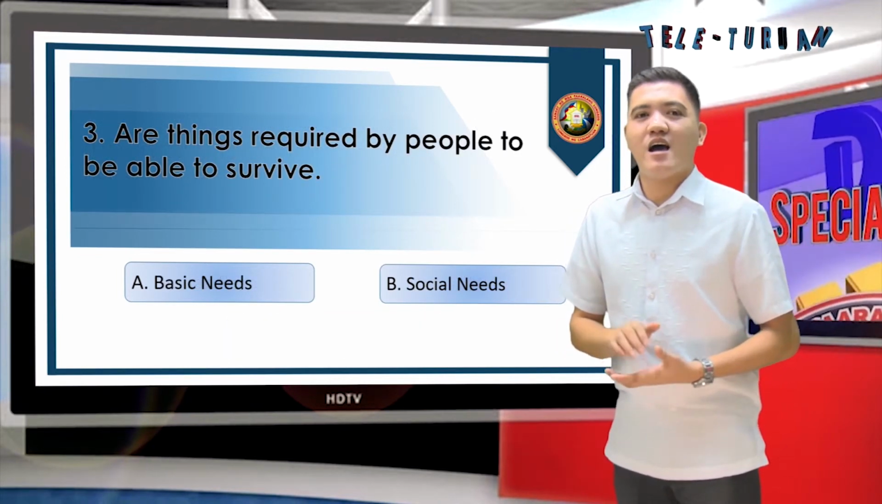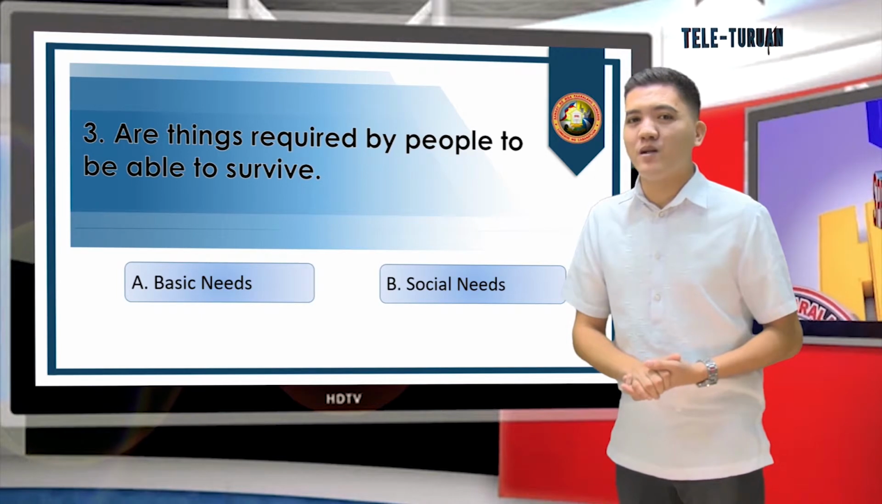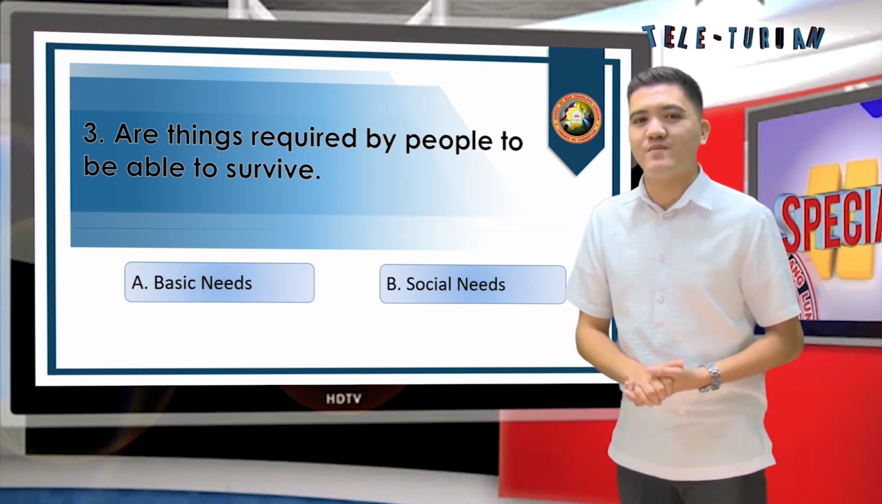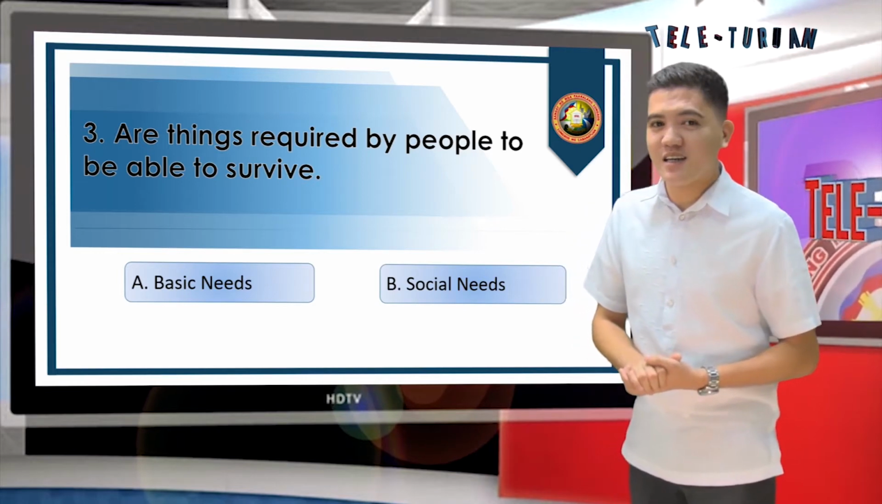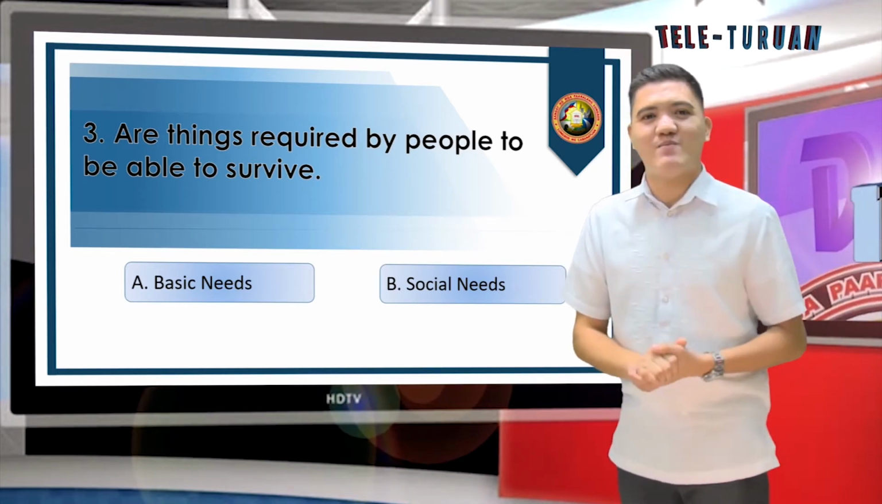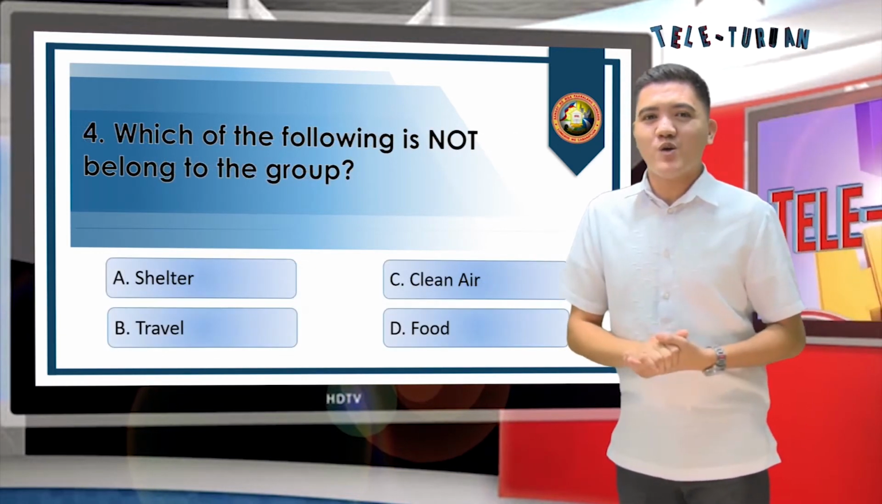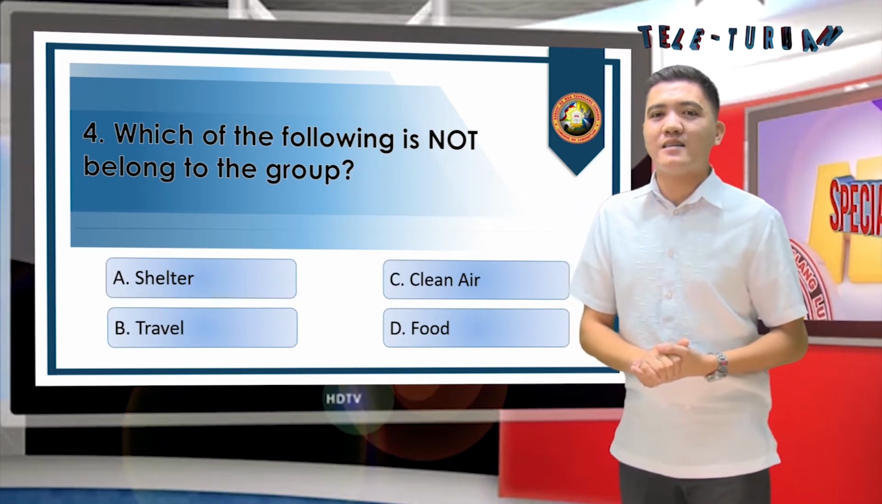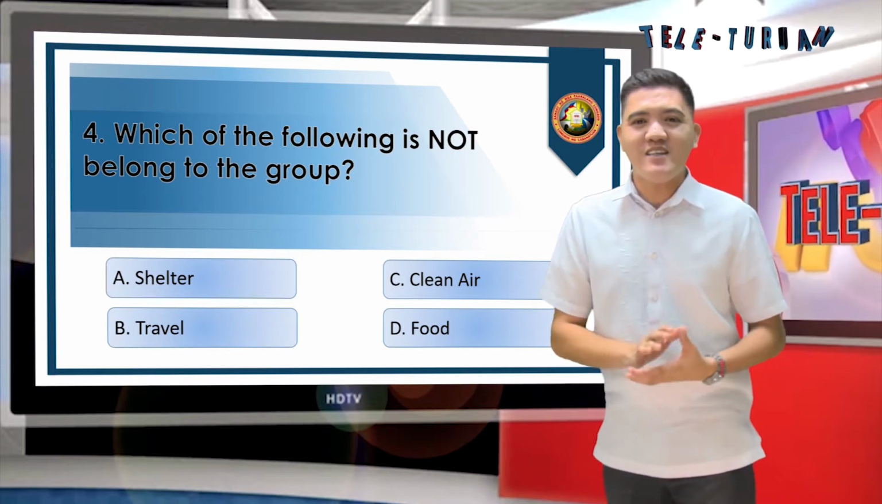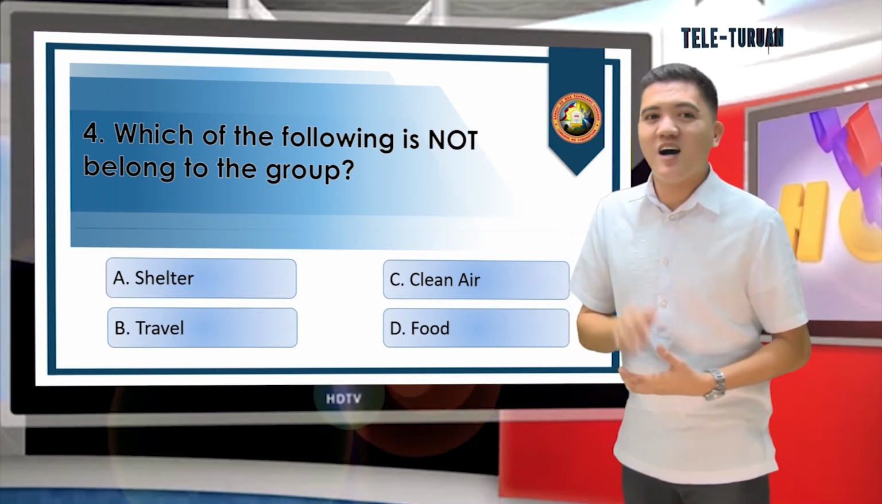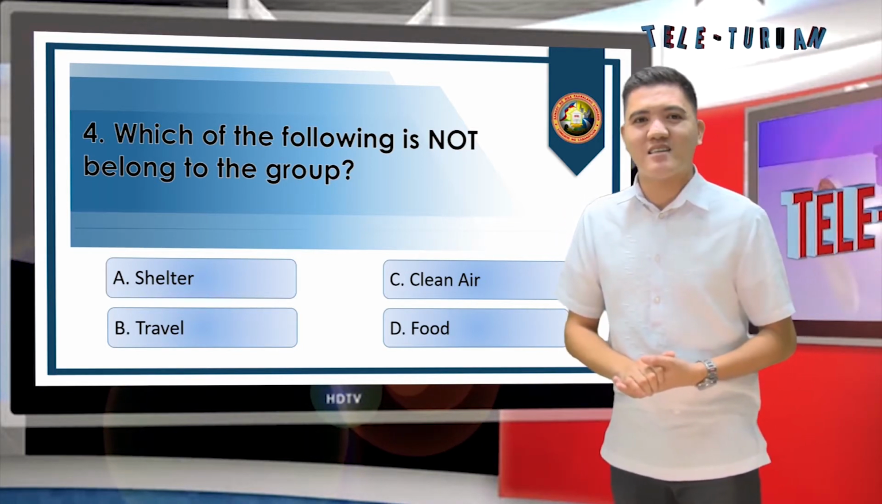Number 3, are things required by people to be able to survive? If your answer is letter A, basic needs, that's right. Number 4, which of the following is not belong to the group? If your answer is letter B, travel, awesome, you are right.